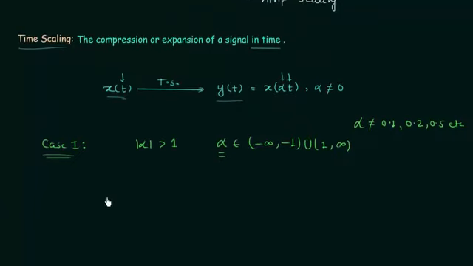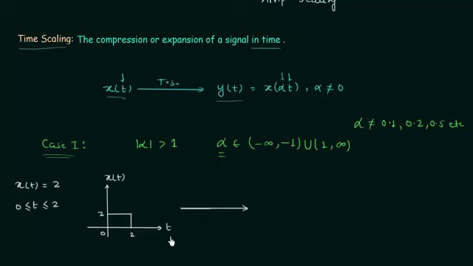In this example, I will take signal x(t), and this signal x(t) is equal to 2 when time t is less than or equal to 2, and when time t is greater than or equal to 0. And when you plot this, you will have a waveform like this. X-axis is for time t, this is 2, this is 0, amplitude is equal to 2, and now we want to scale the time, and let's say alpha is equal to 2.